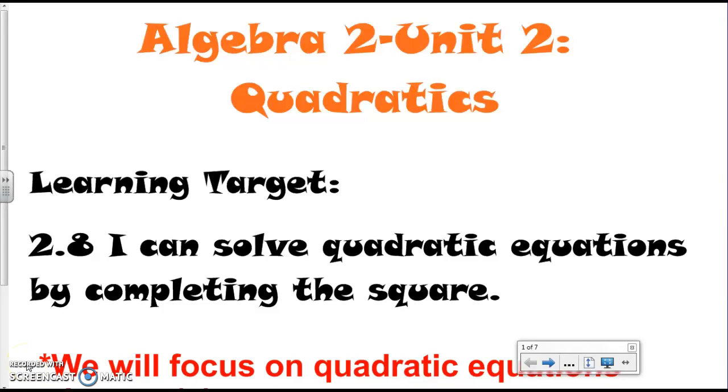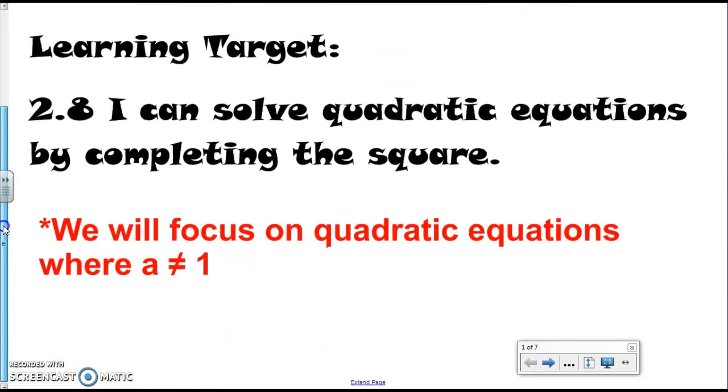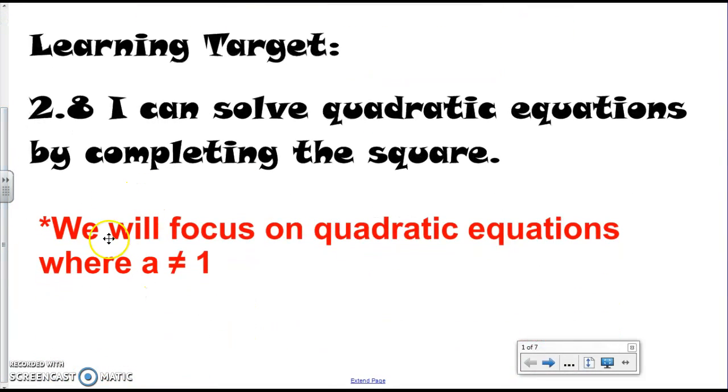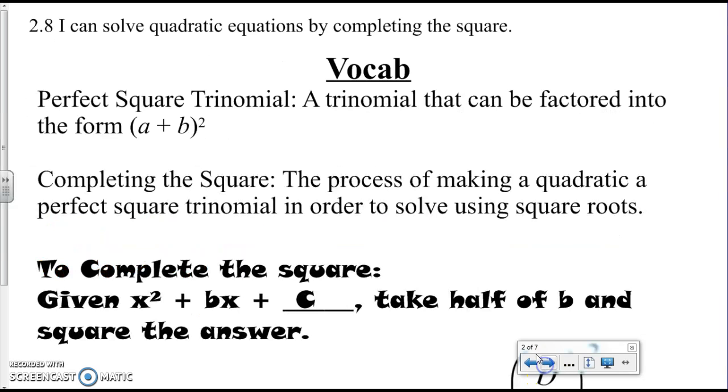Good morning. Today we're going to continue on with our lesson for day 2 using completing the square to solve quadratic equations. Yesterday we focused when a was 1, or there wasn't a number in front of your x squared. Today we're going to talk about what to do if there is a number out in front, a leading coefficient.